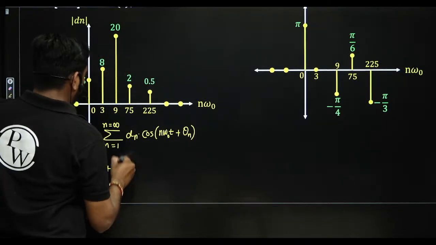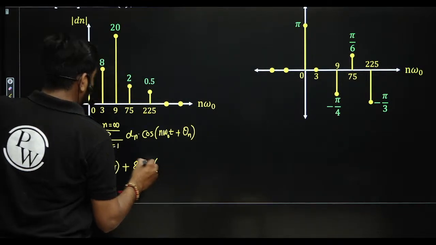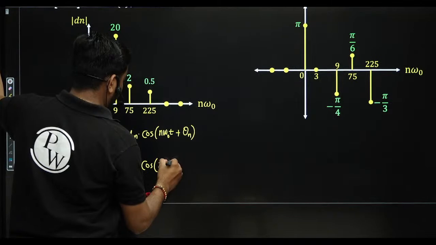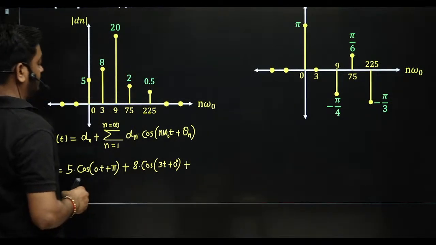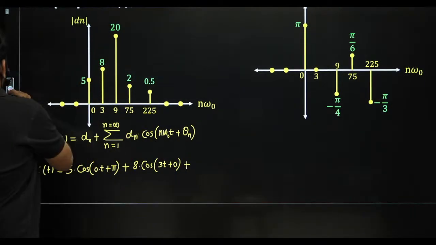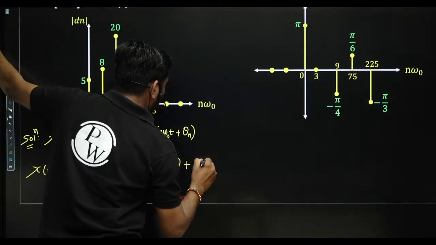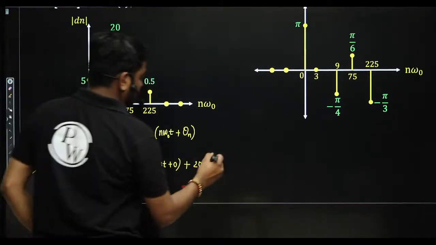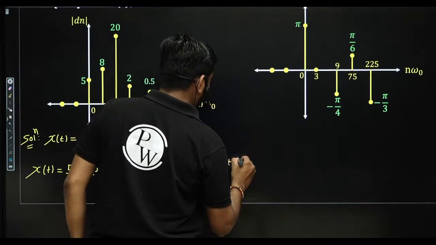Then next, the magnitude is 8, so 8 cos. The corresponding frequency is 3, so 3t, and the corresponding angle is 0 degree, or 0 radian. Next, what is the magnitude? The magnitude is 20 cos. What is the corresponding frequency? 9, so here it is 9t. What is the corresponding phase angle? Minus pi by 4.